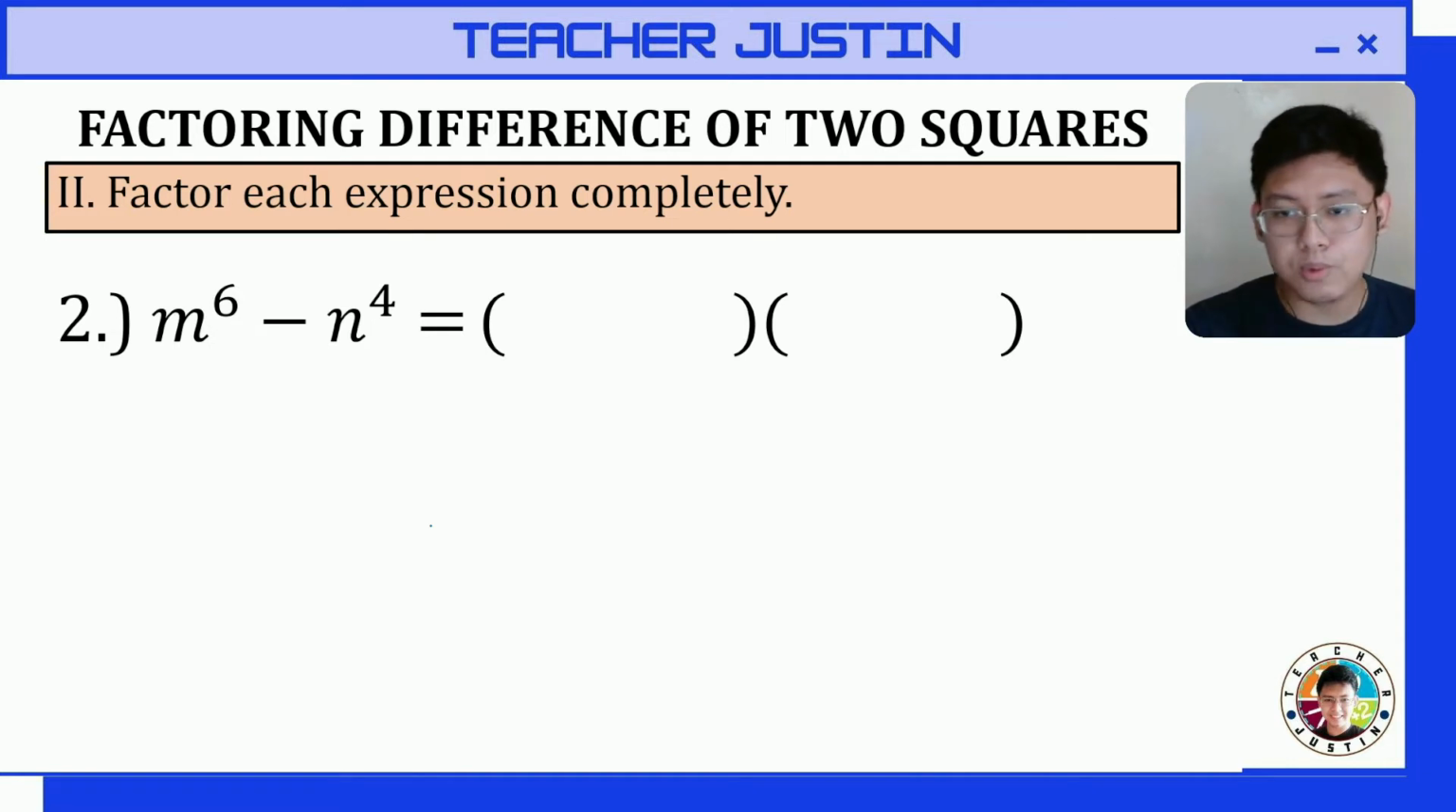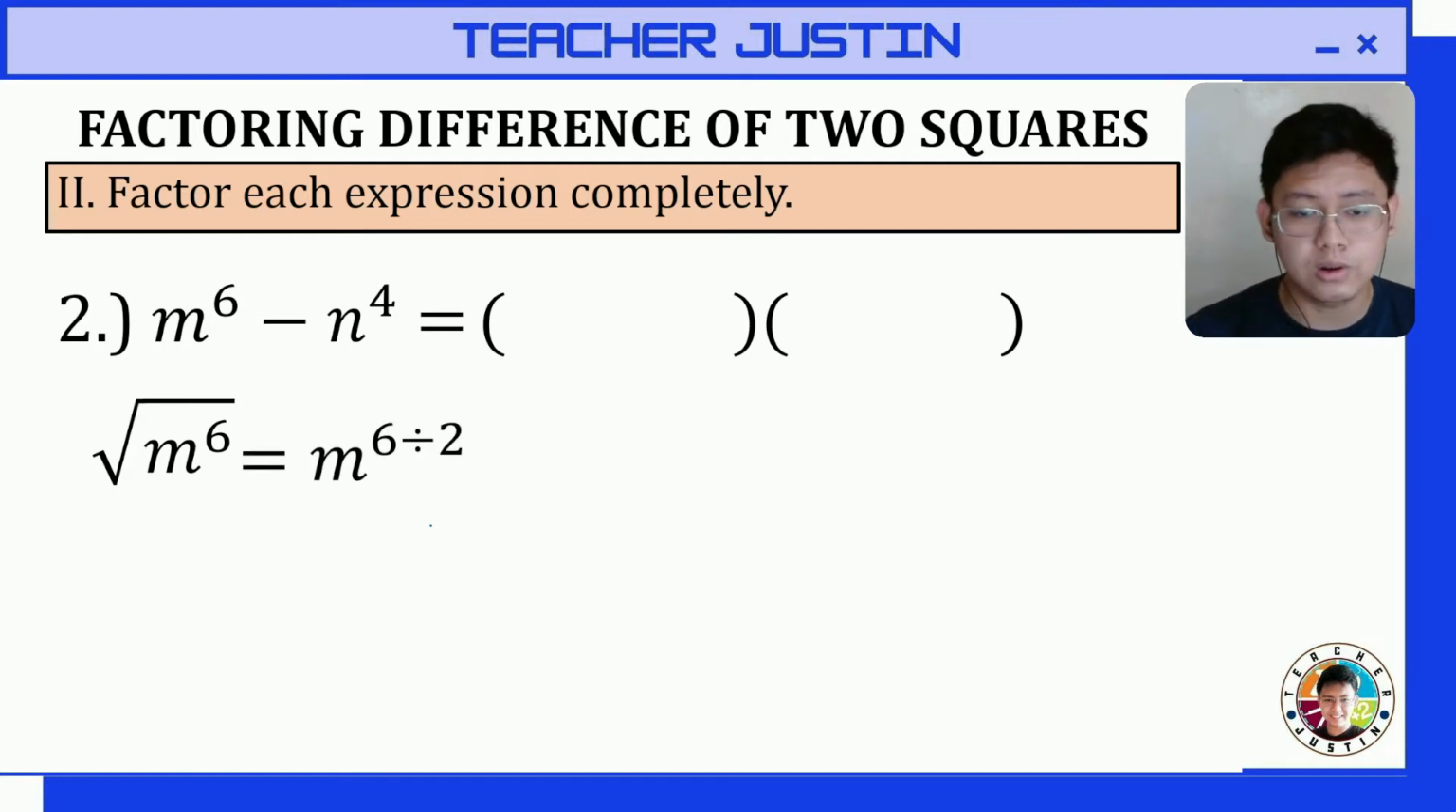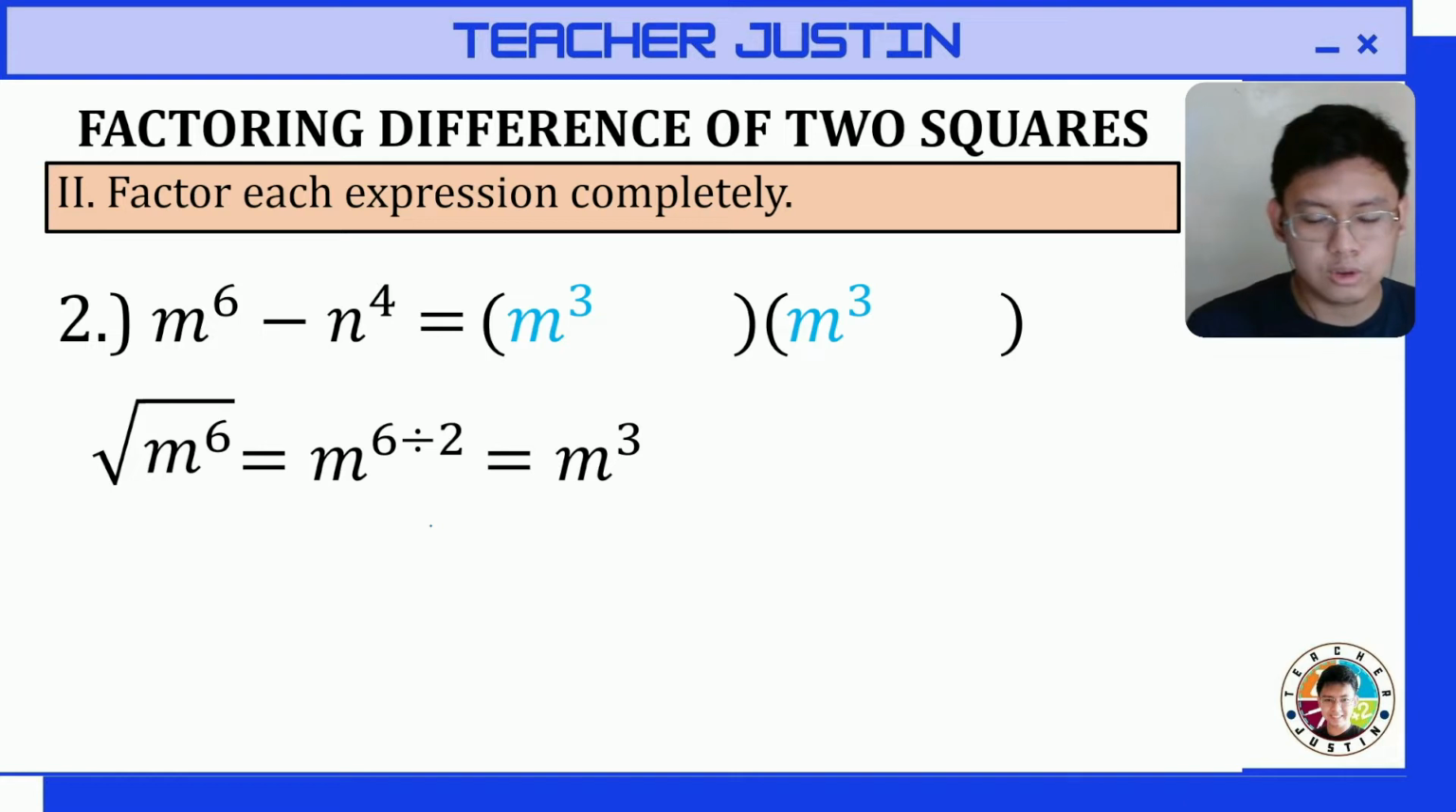Let's get the square root of the first term, m raised to 6. Now, take note on how to get the square root of a variable. So, we will divide the exponent 6 by 2 if we're going to get the square root. So, m raised to 6 divided by 2. So, 6 divided by 2, the answer to that is 3. So, the first term of each group will be equal to m raised to 3. So, lalagay natin yung m raised to 3 sa bawat first term ng group.